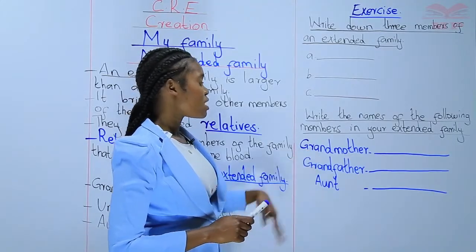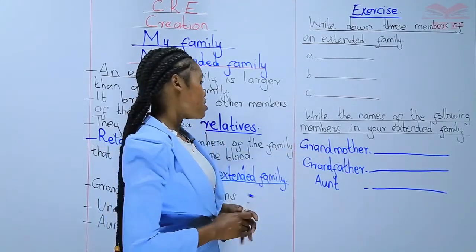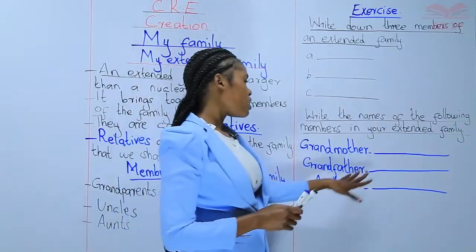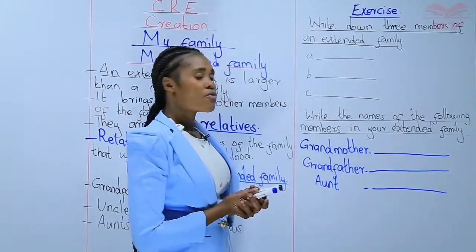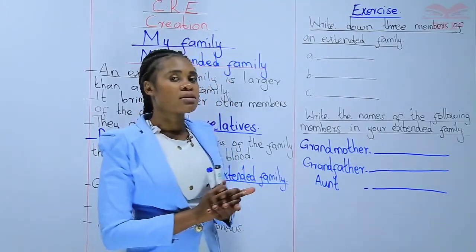First, you have the grandmother. Write the name of your grandmother in the blank space. Grandfather, do the same. And lastly, aunt. Write the name of your aunt in the blank spaces provided.